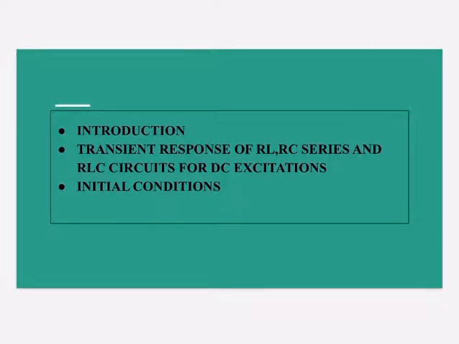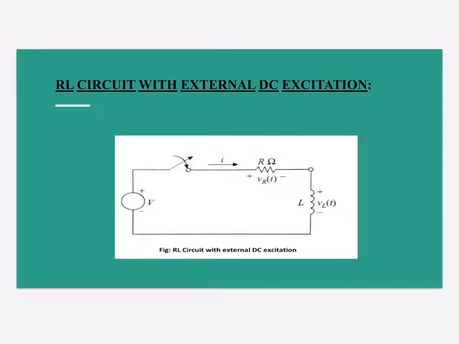So coming to the next topic, we have the transient response of RL, RC. So here now I'm going to explain only about the transient response of RL with external DC excitation. As you can see, this is the circuit diagram for the RL circuit with external DC excitation. So here we have a simple RL network subjected to a DC excitation. This circuit consists of a battery whose voltage V is in series with a switch, a resistor R and an inductor L. The switch is closed at the time t equal to 0.